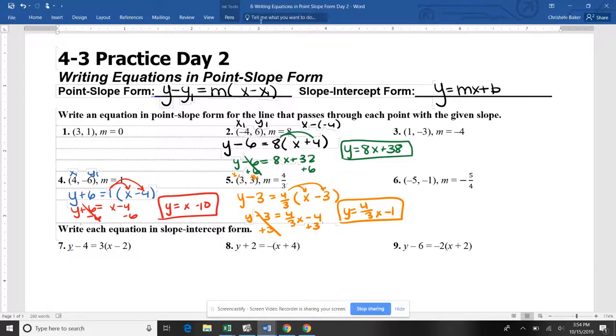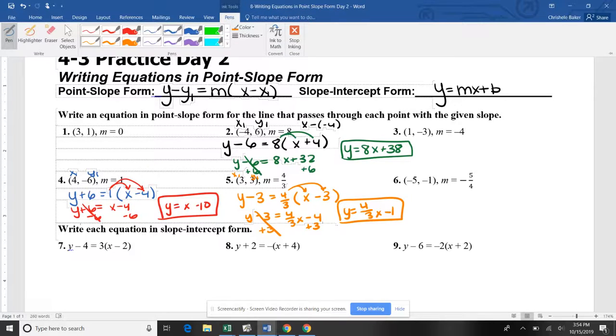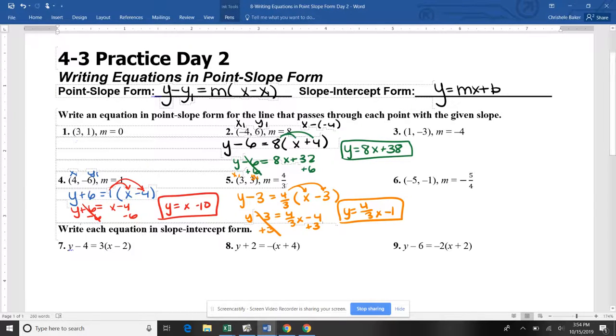Okay, now I'm ready to try the 0 slope. So this is x1, this is y1. So y minus my y value is equal to 0 times x minus 3, just like we saw in that last video. When I multiply anything by 0, that's just going to be 0. So solving for y to get it into slope intercept form is just y equals +1 from adding 1 to both sides.